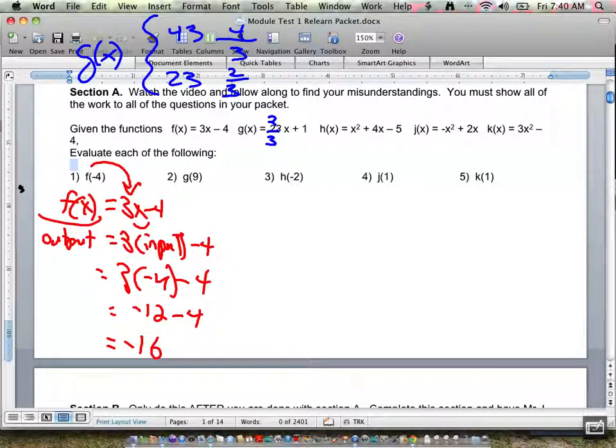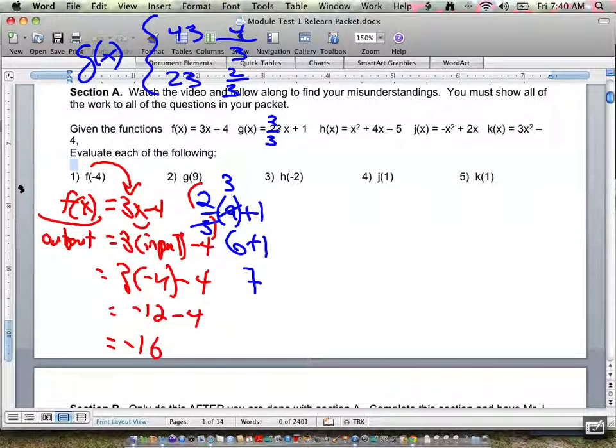Okay, g of 9 then would become 2/3 of 9 plus 1. Now, you could do this on your calculator, and the thing you have to remember is you absolutely, positively have to put the 2/3 in parentheses. So you would do parenthesis 2 divided by 3 parenthesis. That's how you enter a fraction on a graphing calculator. If you're using a scientific calculator, you can use the ABC button. The other way to do it arithmetically is to divide the 3 into the 9 and get 3. 2 times 3 is 6. 6 plus 1 is 7.